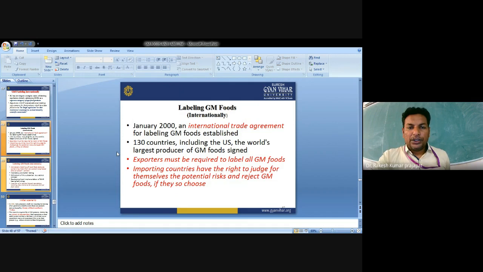Labeling of GM food internationally. In January 2000, an international trade agreement on GM food was passed among different countries. 130 countries, including the US, the world's largest producer of GM food, signed. Exporters must be required to label GM food products. Importing countries have the right to judge for themselves the potential risk, or to reject the GM food if they choose.